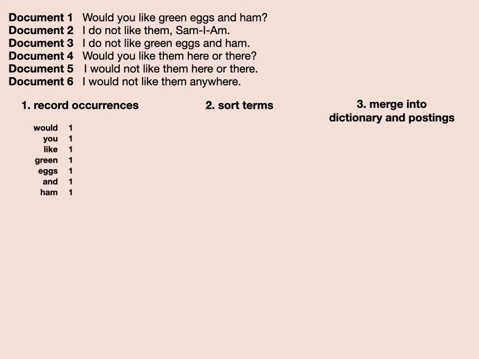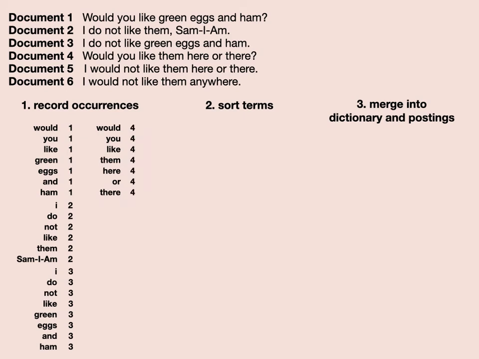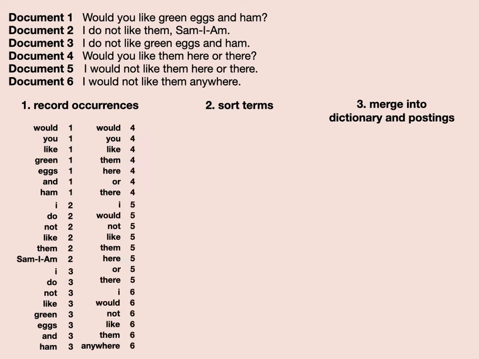Those are all in document 1. I do not like them. Sam I am. Sam I am is one token in this case. I do not like them. Green eggs and ham. Would you like them? Of course, right? We've run through the full text and logged all of the occurrences of the terms with their appropriate document IDs. Now we will sort them.